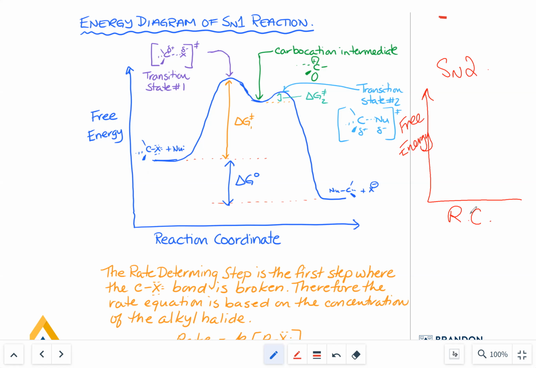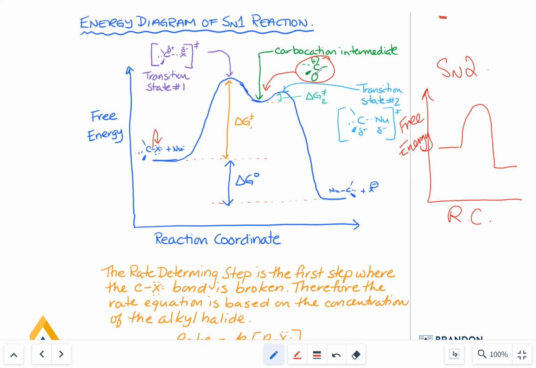Okay, so the energy diagrams of these 2 reactions couldn't be more different, right? For an SN1 reaction, because the first step involves the breaking of this carbon-X bond, you form a carbocation intermediate, which is way up here. So this is a high energy intermediate.